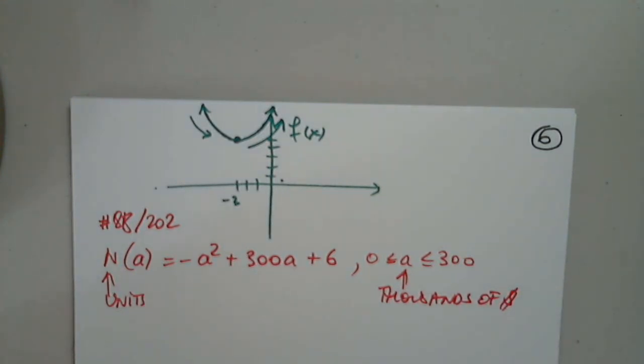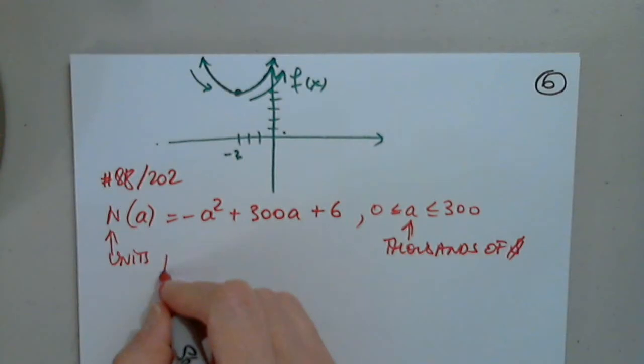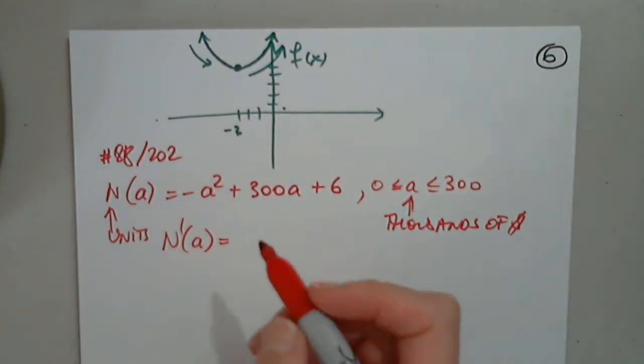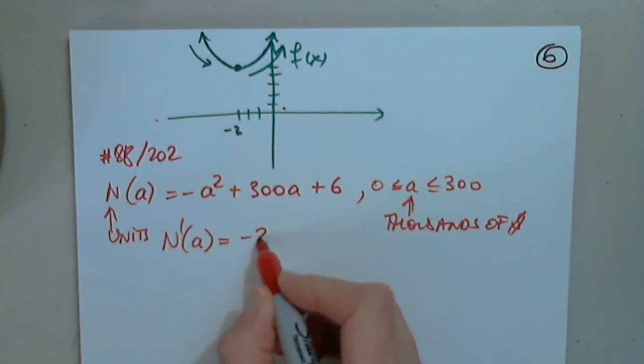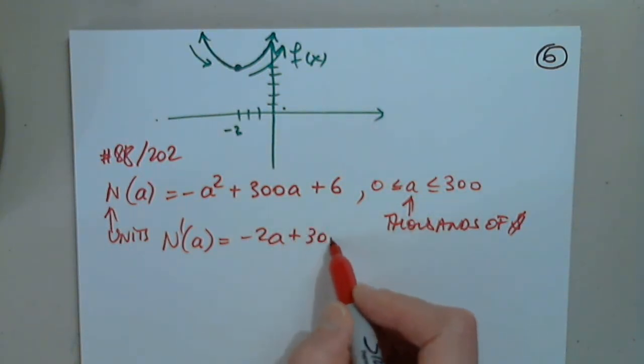Okay. Find the relative extrema. Fine. Let's do that. What do I have to do first in order to find whether this function has a max or a min? What is the first step? What do I need to determine? First derivative. Thank you very much. Can anyone give us N prime of A? -2A plus 300. Excellent. Thank you very much.